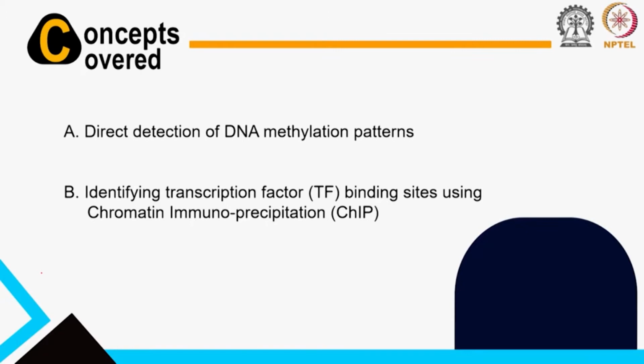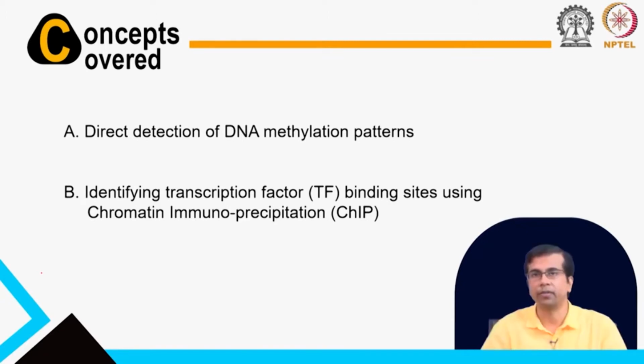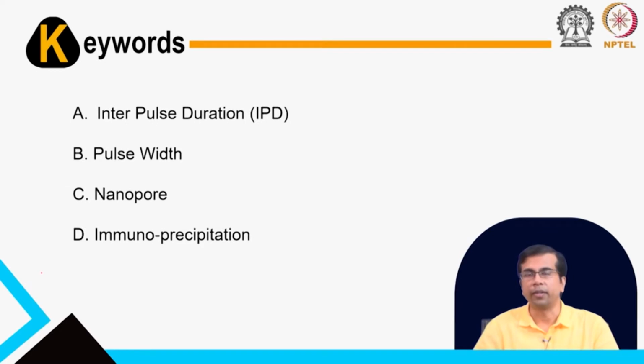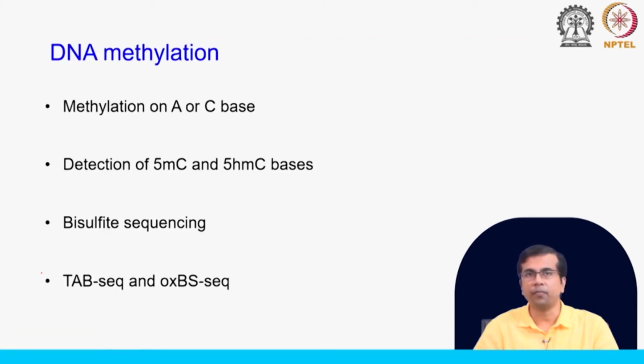Direct detection of DNA methylation patterns would allow us to identify the 6mA bases, and then we will talk about transcription factor binding site identification using a method called chromatin immunoprecipitation or ChIP. These are the keywords for this class: interpulse duration, pulse width and nanopore, and then we will also see immunoprecipitation.